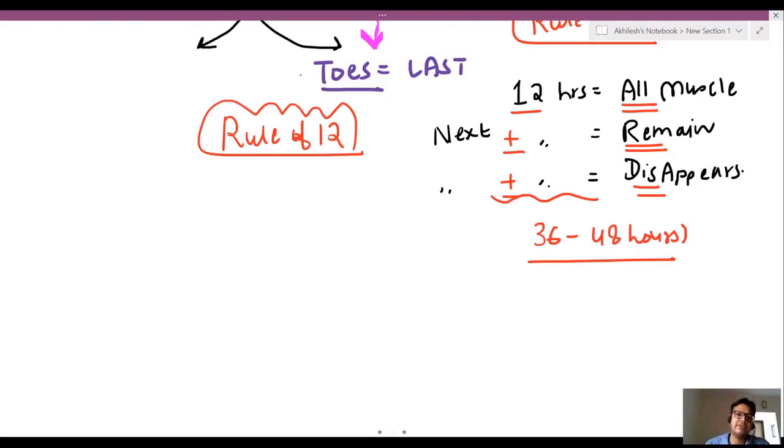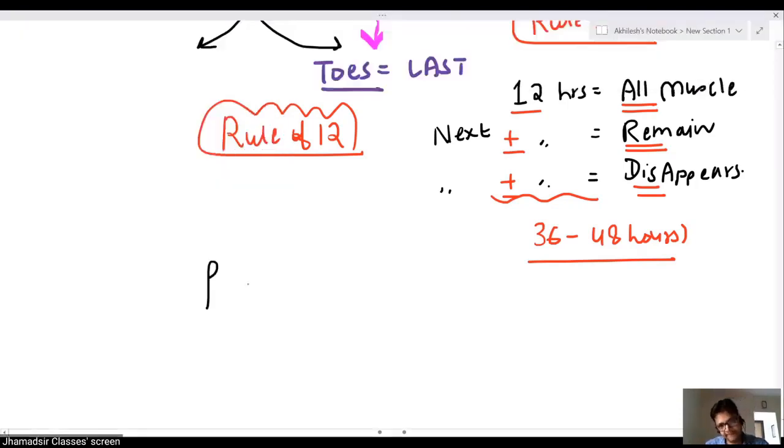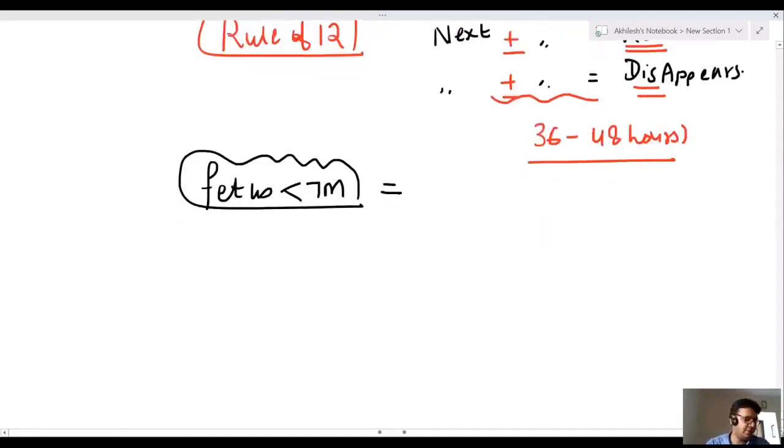Now, sir, fetus below 7 months of age: rigor mortis is not seen, very feeble. Fetus below 7 months of age, generally not seen.